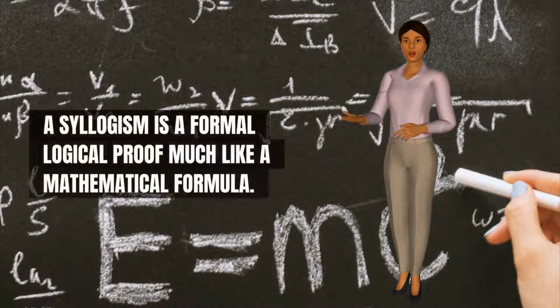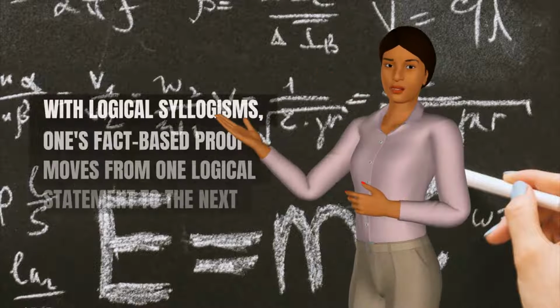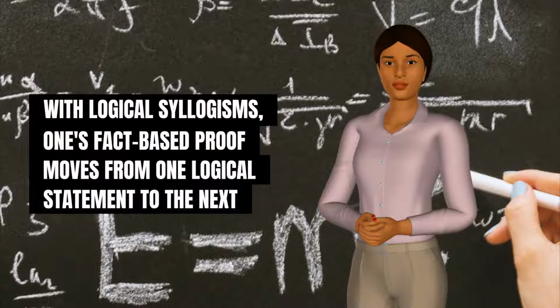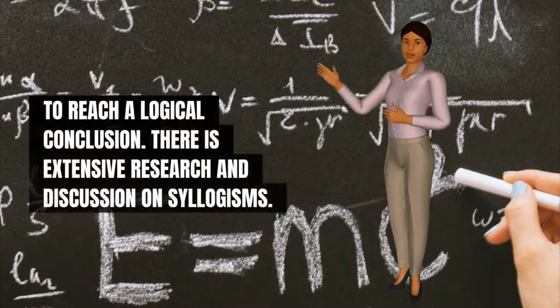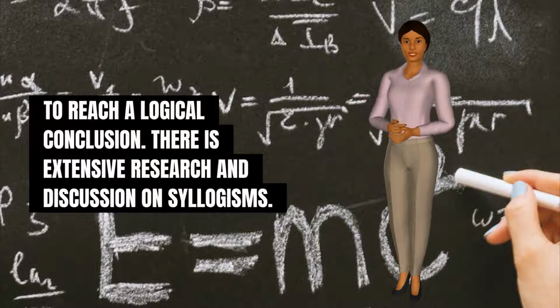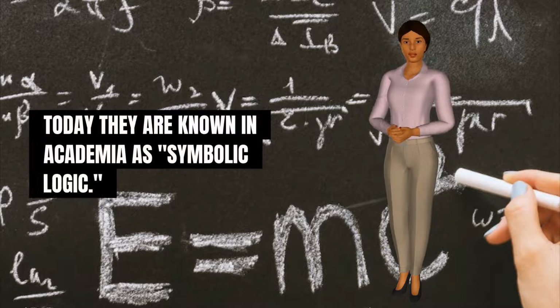A syllogism is a formal logical proof much like a mathematical formula. With logical syllogisms, one's fact-based proof moves from one logical statement to the next to reach a logical conclusion. There is extensive research and discussion on syllogisms. Today they are known in academia as symbolic logic.